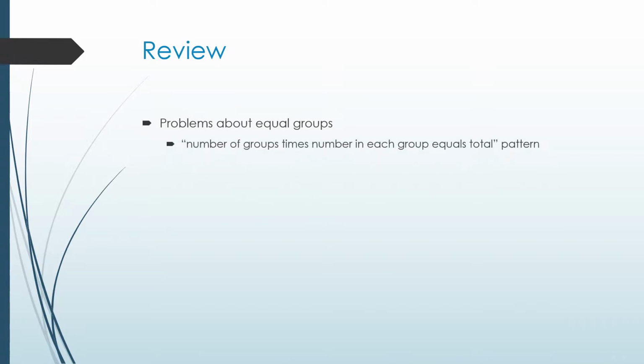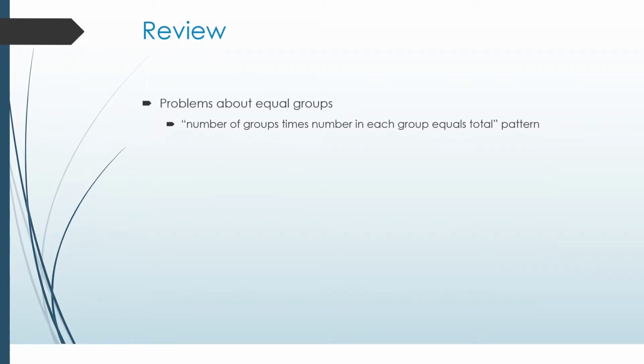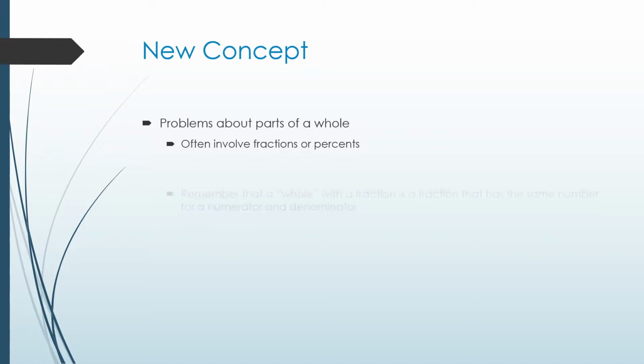So review from last lesson. We talked about problems about equal groups. They follow number of groups times number in each group equals total pattern. So today we're going to start off by talking about problems that involve parts of a whole. These are usually word problems that involve fractions or percents. So we need to understand what a whole means in fractions and percents.